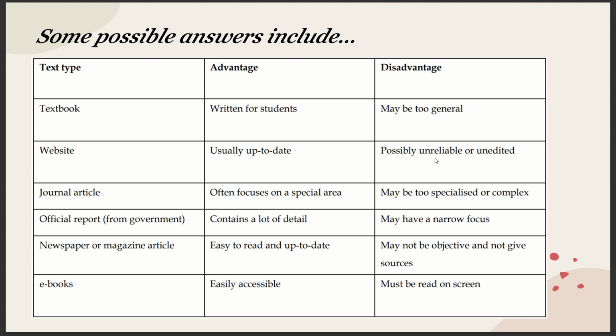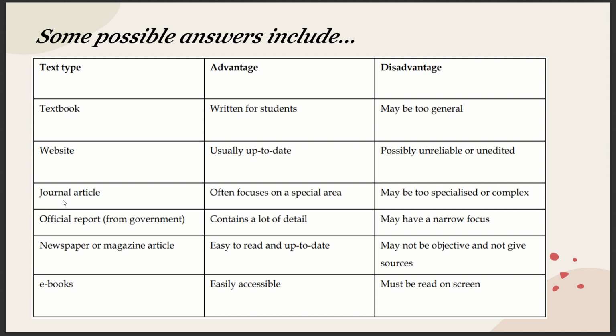There's a chance that the website that you're reading is not very reliable or not edited at least, because everybody can now create websites. And if you can find good, reliable websites, of course, it is a really good thing, but not every website is reliable for you. Another text type we have is journal article.